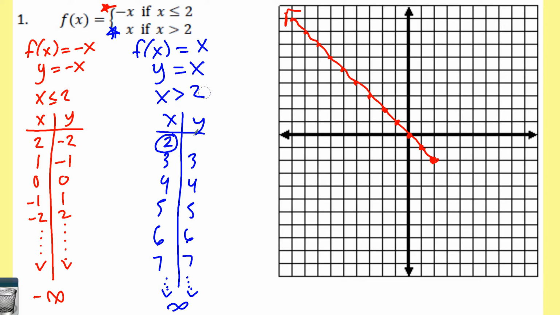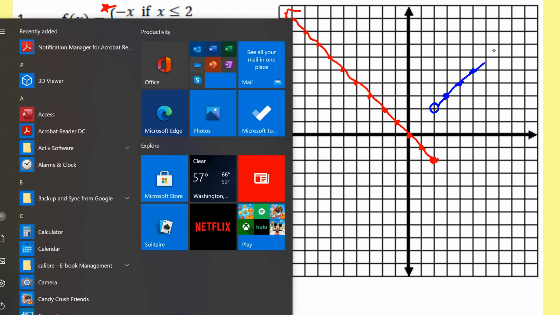So here when I plug in 2, I get 2. When I graph it, at 2 comma 2, I'm going to put an open circle. And then 3 comma 3, 4 comma 4, 5 comma 5, and connect those just like this.